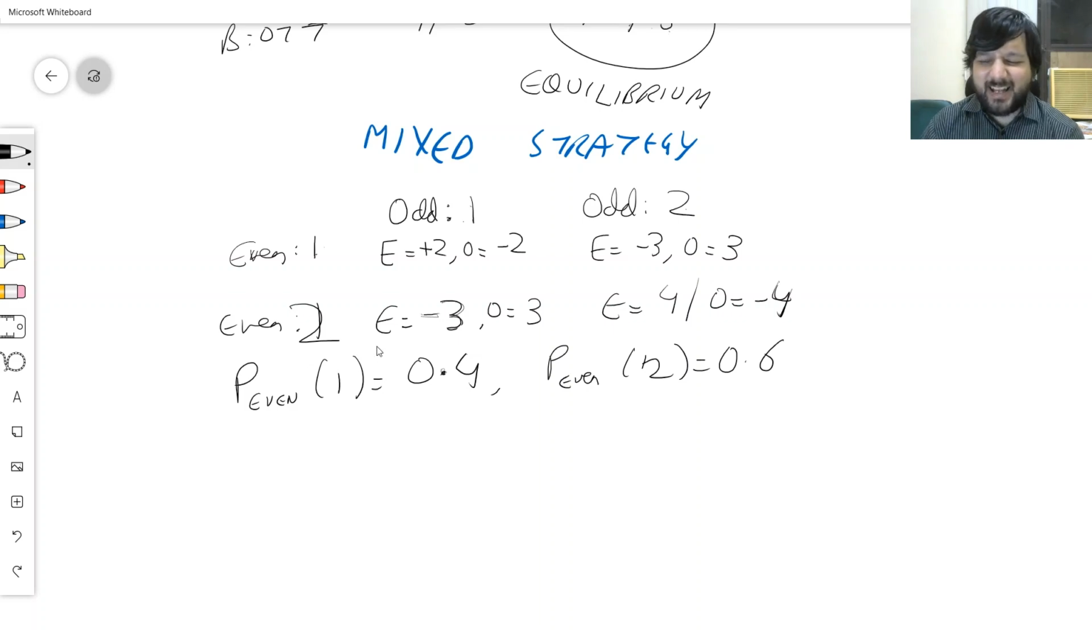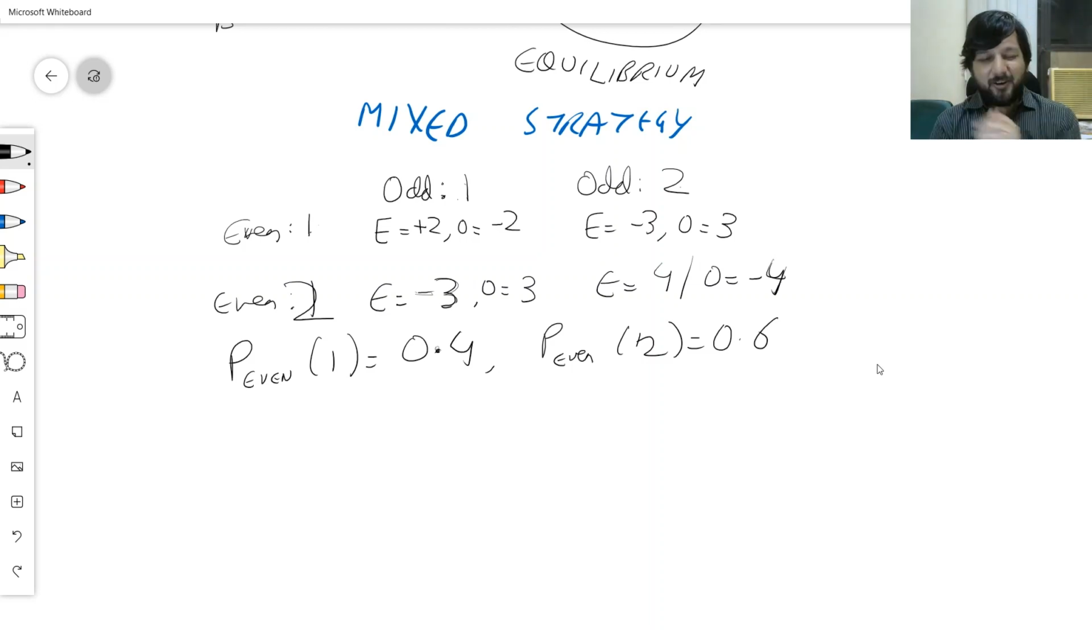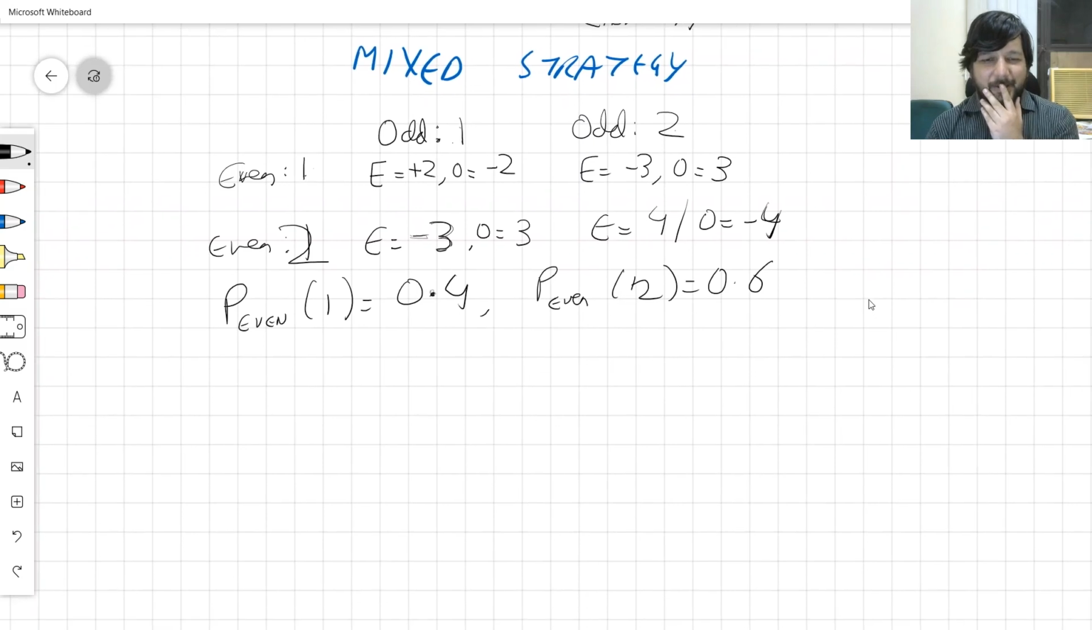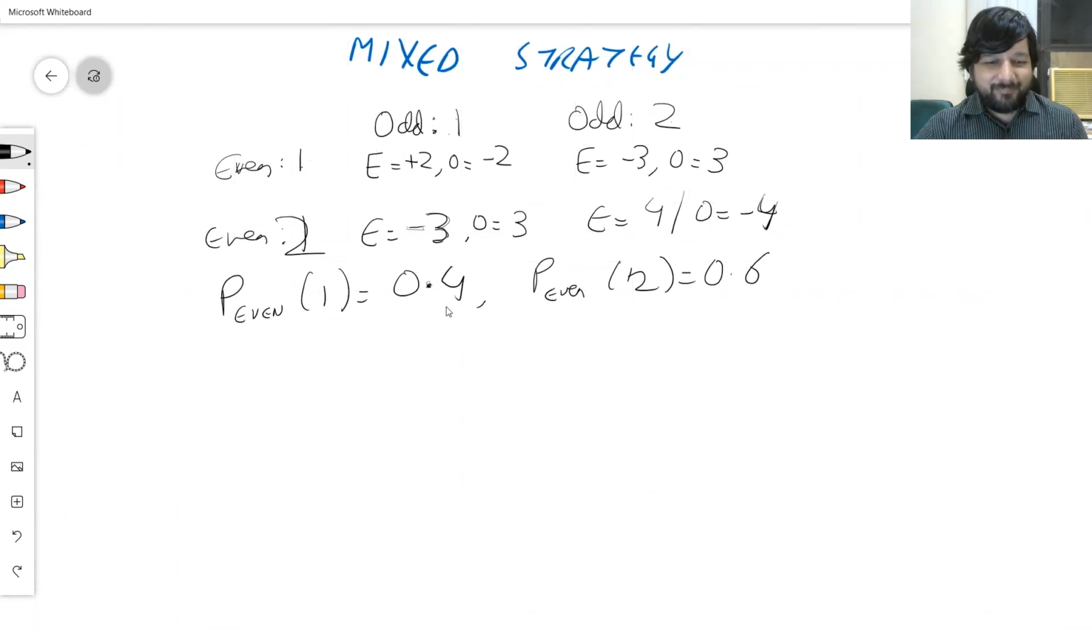And how do I solve this? We know that if this game was sequential, first even and then odd, it would be a very simple game. So let's make it sequential. Let's cheat. The first player is, say, even. And by the way, it's a zero-sum game, plus 2, minus 2, plus 3, minus 3, so I could write it only for one of the players. So let's say this is my first player, which is even.